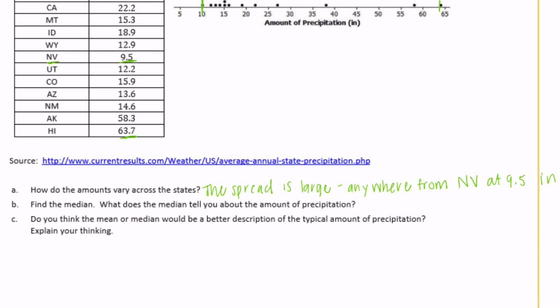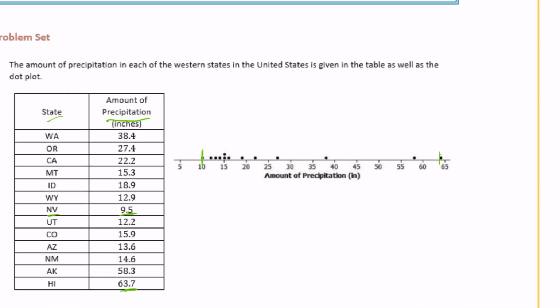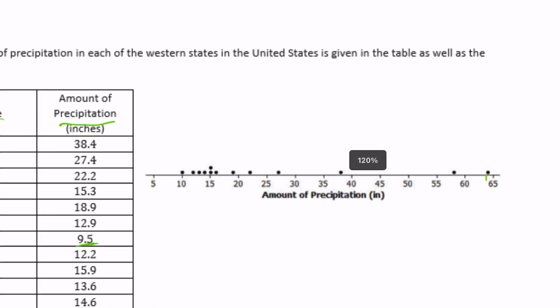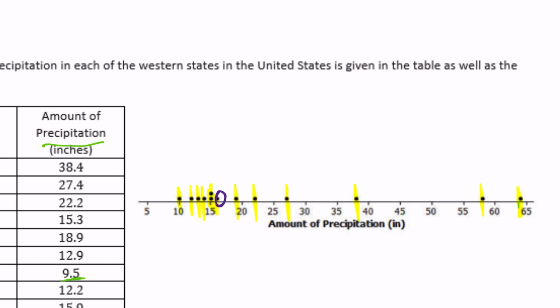B, find the median. What does the median tell you about the amount of precipitation? Okay, so let's find the median. What I'm going to do is use the dot plot and just cross off starting at one end and narrow it down to the middle. So one on the left, one on the right, left, right, left, right, left, right. So it's going to be this one right here is the median. So a little bit bigger than 15.